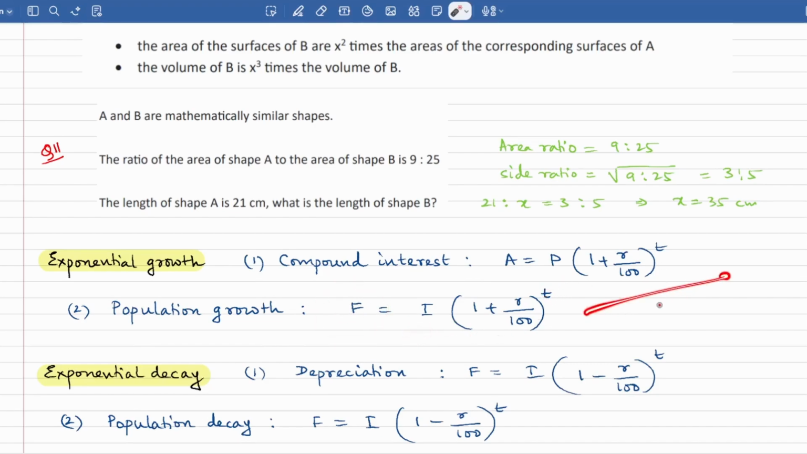For compound interest, again, be careful. If the interest is calculated half yearly, then divide the rate by 2 and multiply the time by 2. If the interest is awarded quarterly, divide the rate by 4 and multiply the time by 4.